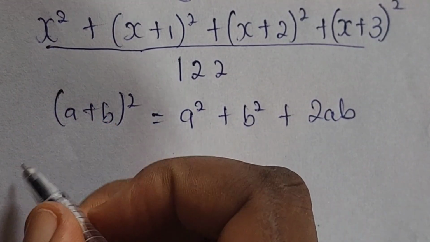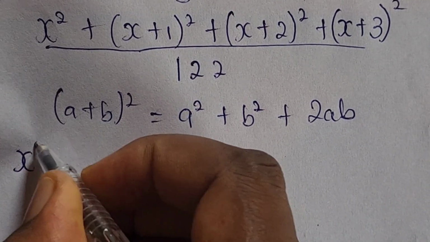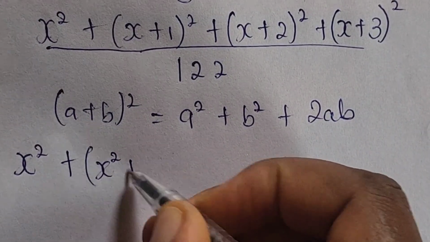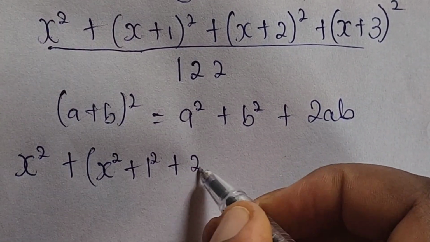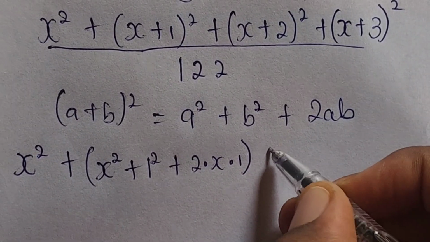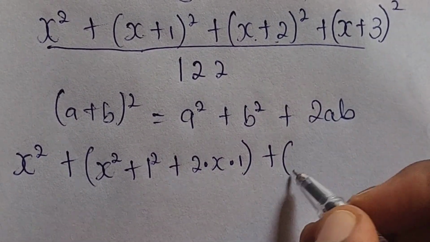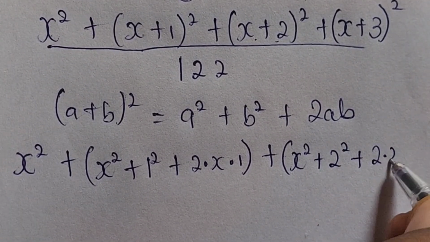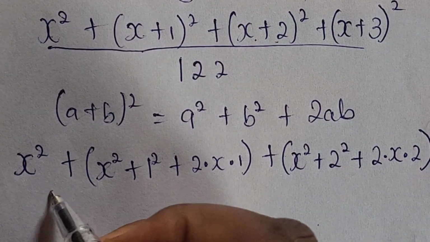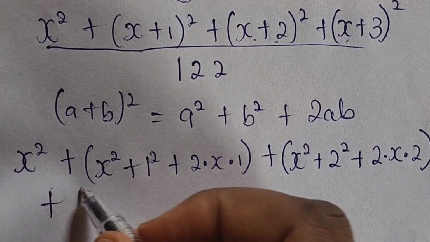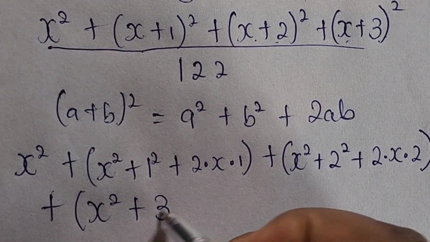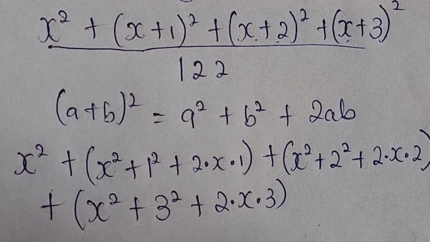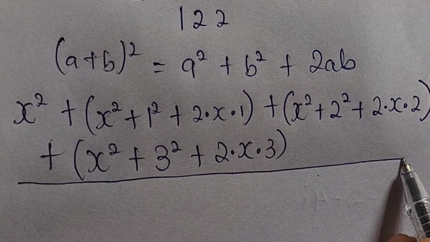So starting with the first value here, we have x to the power of 2 plus our x plus 1 becomes x squared plus 1 squared plus 2 times x times 1, plus our x plus 2 becomes x squared plus 2 squared plus 2 times x times 2, plus our x plus 3 becomes x squared plus 3 squared plus 2 times x times 3. All this is over 122.